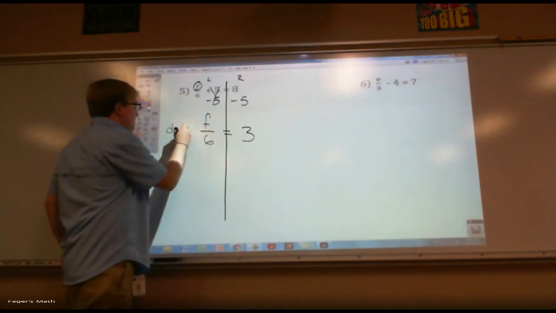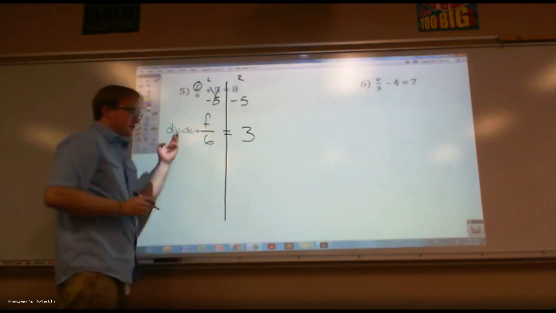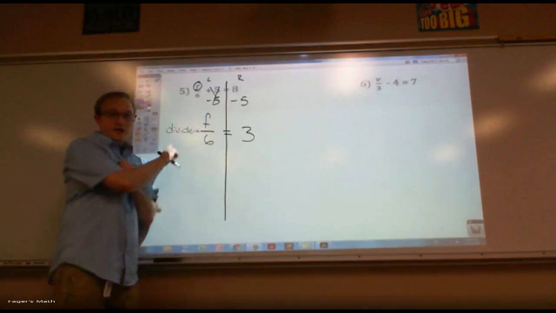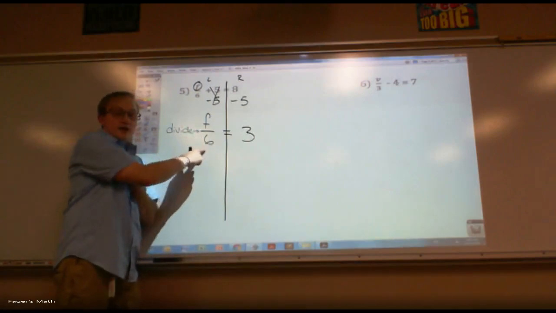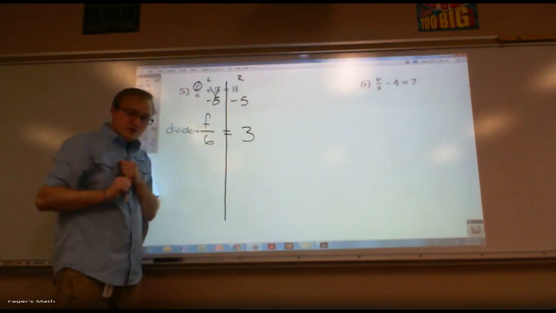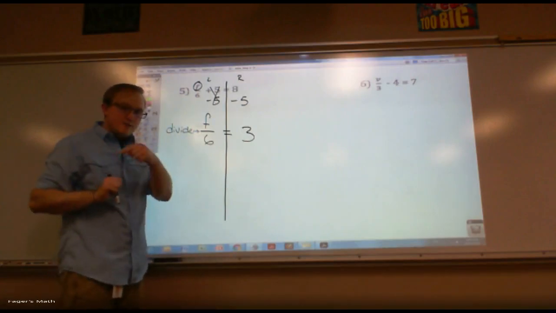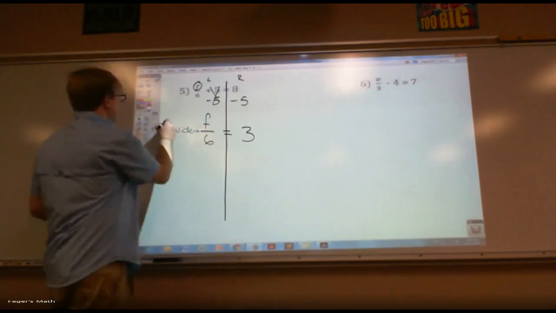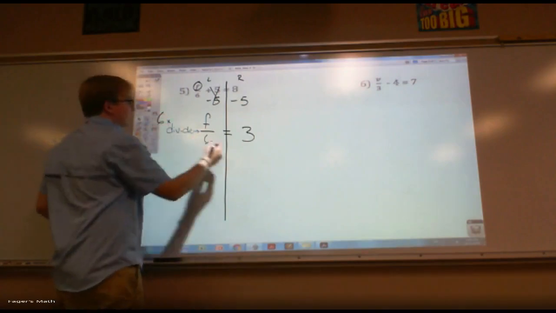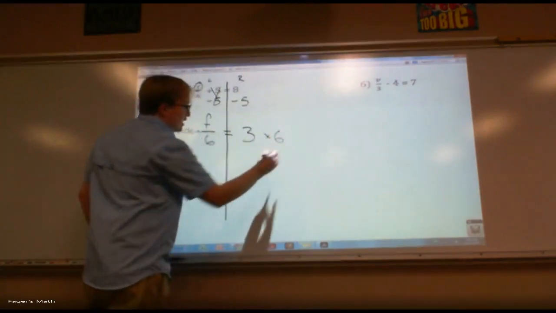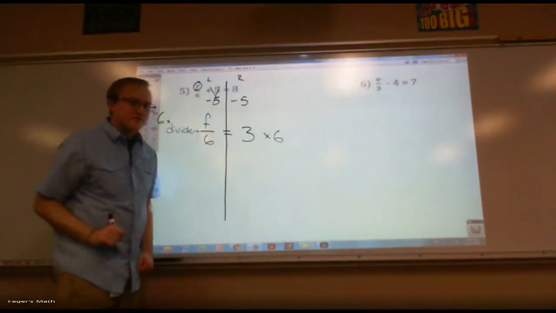I'll even put it. Divide. F divided by 6. How do we do division? Opposite operation of division, multiplication. So let's multiply by 6. And what I do to one side, I do to both.